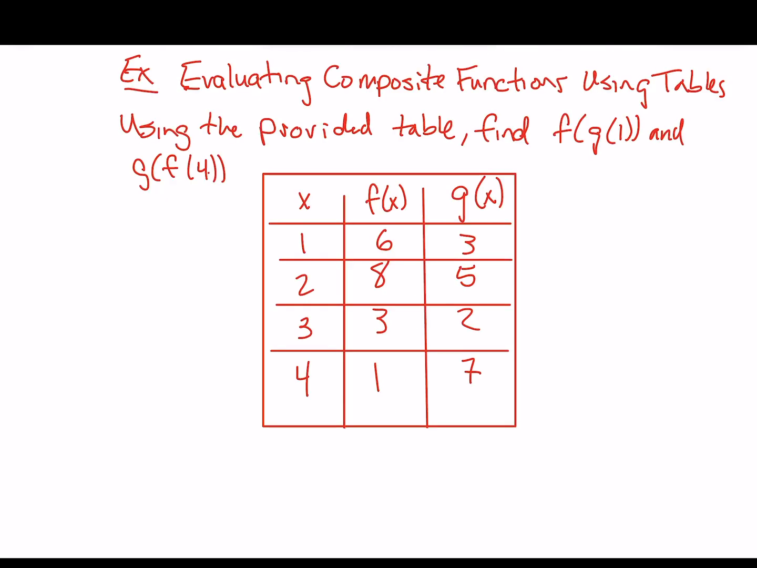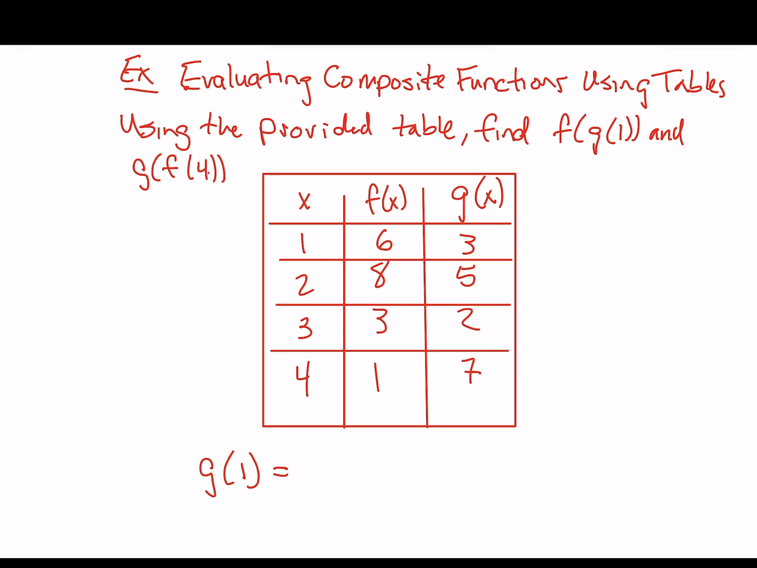Let's try an example where we evaluate composite functions using tables, using the provided table to find f of g of 1 and g of f of 4. So how do we get started? Well, first, we need to consider the very innermost portion, which is g of 1. We want to evaluate the inner function at 1. So g of 1 is g evaluated at that x value of 1. Our x value is 1. And what is g when x is 1?